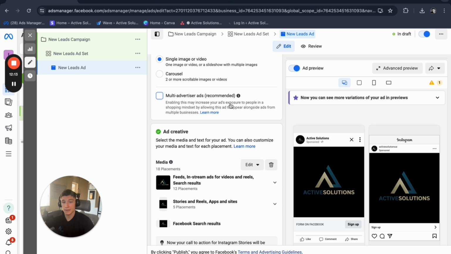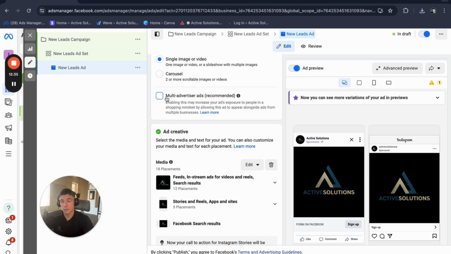So you're going to be able to show your ad to more people for more of your budget, but what multi-advertiser ads is doing is it's putting your ad next to other people's ads. So it's not singling you out. For example, you could be next to your competitors' ads, or it could show a group of 4 ads right next to each other. The likelihood of someone catching your ad when it's next to a bunch of other ads is very low.